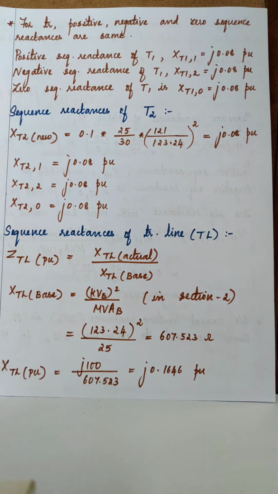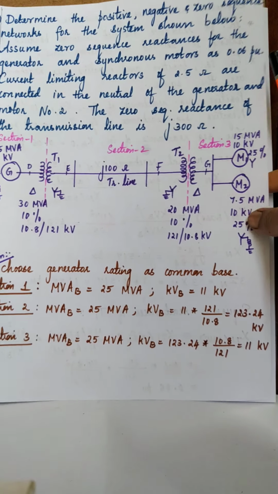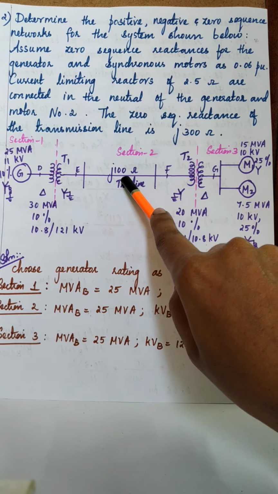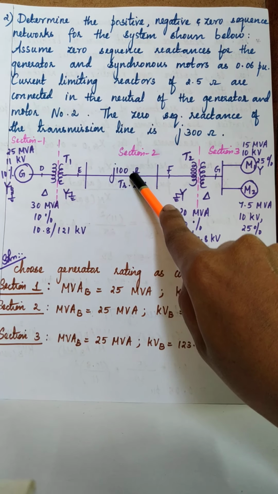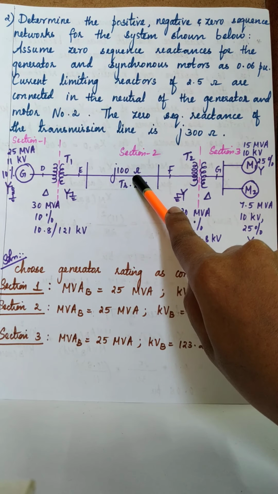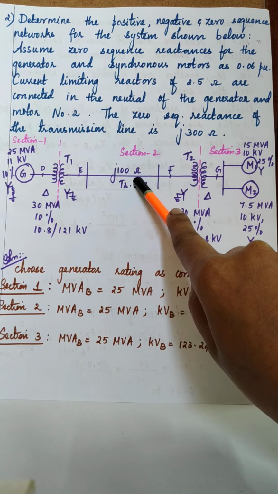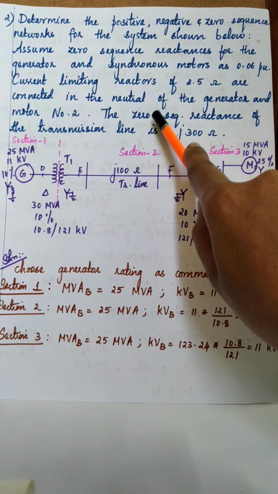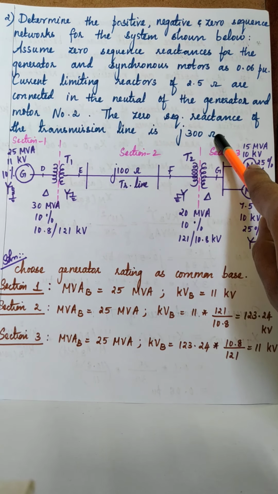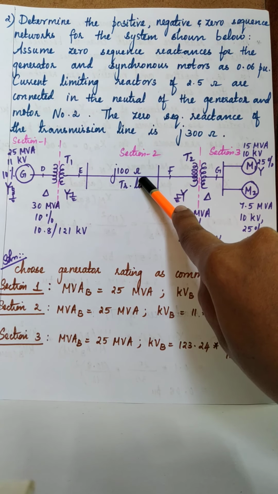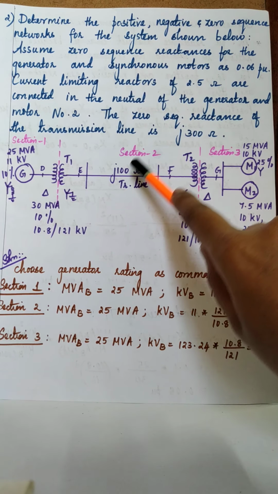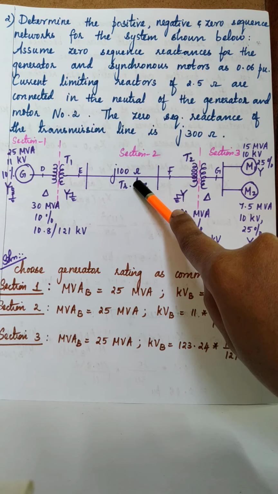Now, coming to the transmission line. Transmission line comes in section 2. So listen here, whatever they had given in the network, it represents the positive sequence reactance. So negative sequence reactance will be equal to the positive sequence reactance. But they had separately given the zero sequence reactance of the transmission line as j300 ohm. So j100 is positive and negative sequence, j300 is zero sequence. But both are in actual units. You have to convert that into per unit.